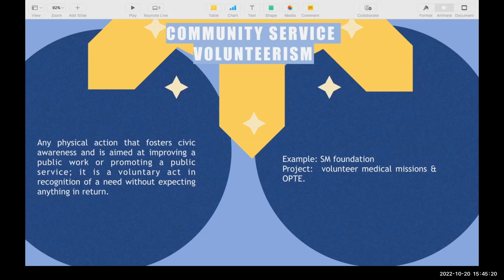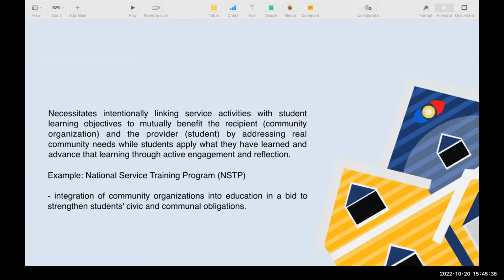The National Service Training Program of the Philippines Act of 2001, Republic Act 9163, is an example of service learning. It is characterized as an integration of community organizations into education in a bid to strengthen student civic and communal obligations. This helps students acquire civic awareness, defense preparations, social services, and patriotism. Participation helps students to promote and engage in an active citizenship which is important for national development. This will provide students with the opportunity to encounter inclusiveness and become more conscious of the current state of affairs.